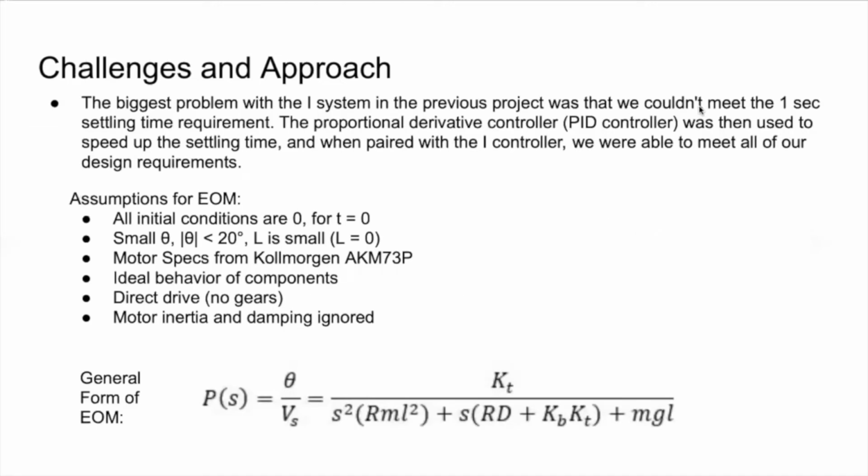The biggest problem with our project 2 using the I system in the previous project was we couldn't meet the 1 second settling time. So our main purpose was to meet all three, including the 1 second. The PD part of the PID controller was used to speed up the settling time, and paired with the I controller, we were able to meet all of our design requirements. This is our assumptions for EOM, and this is our general form of EOM.